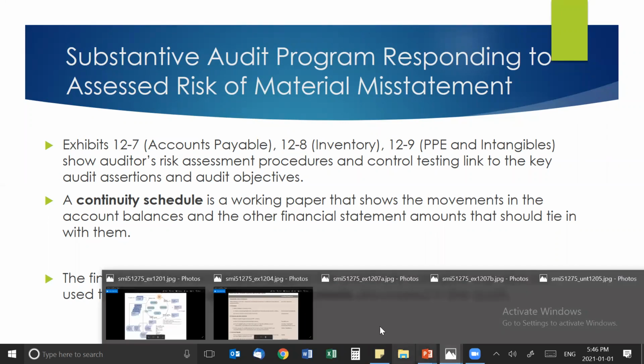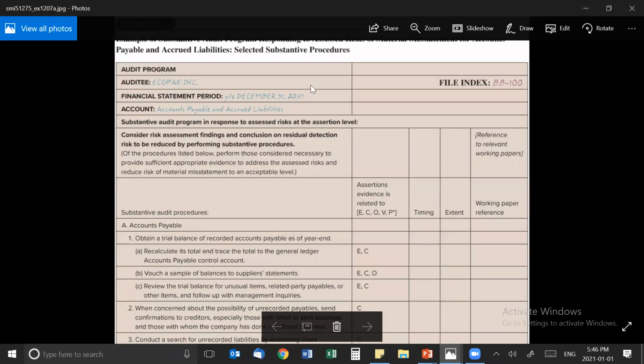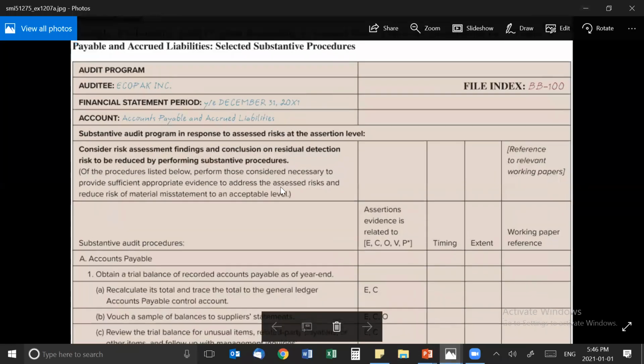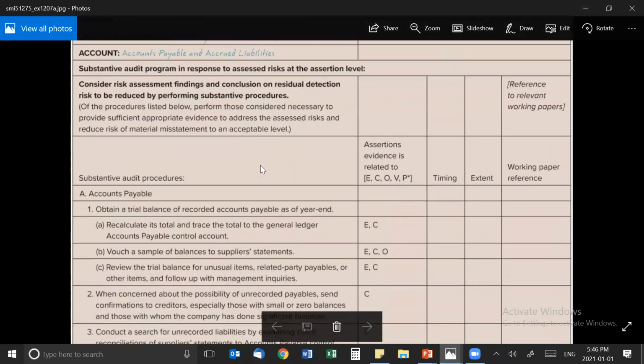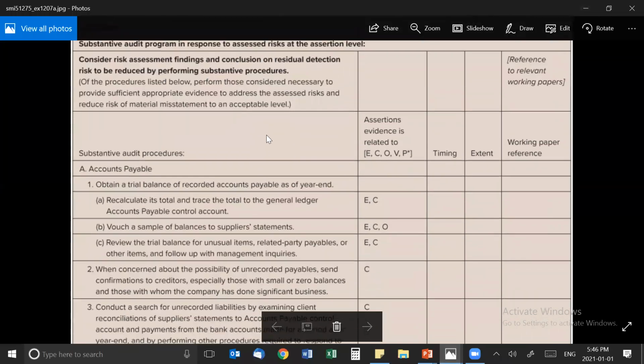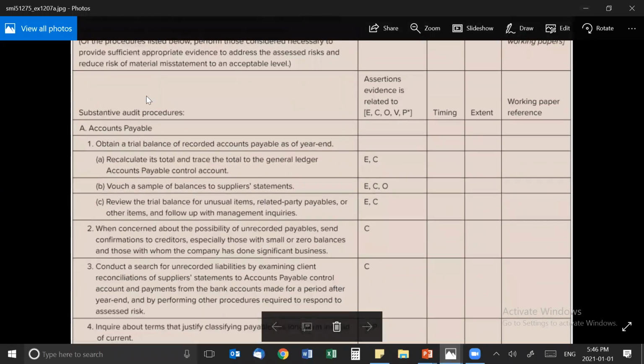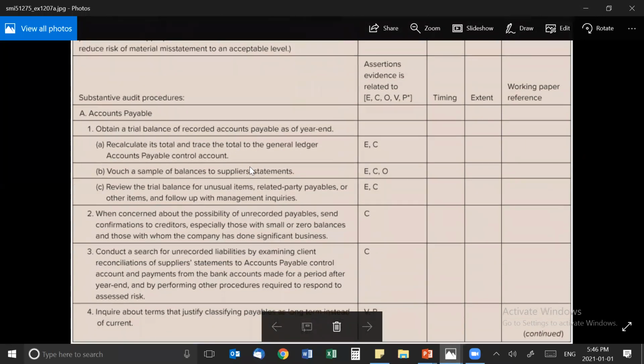So Exhibit 12-7 goes through an audit program for accounts payable and accrued liabilities. Okay, so same type of thing I showed you for the revenue. Okay, so the types of substantive procedures that you would do is recalculate the total on the trial balance and then trace to the total in the general ledger. You would vouch a sample of supplier statements. What else? We would conduct a search for unrecorded liabilities. I'll explain that in a little bit.